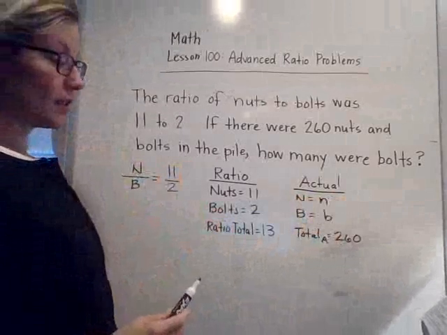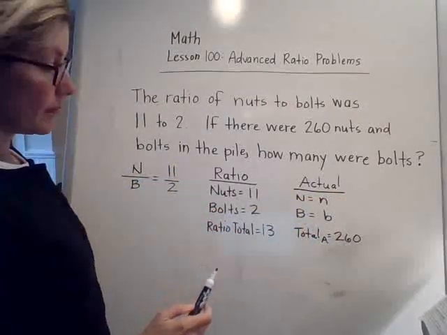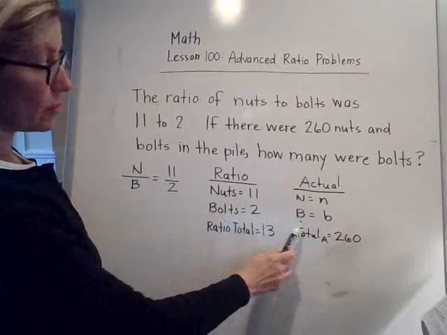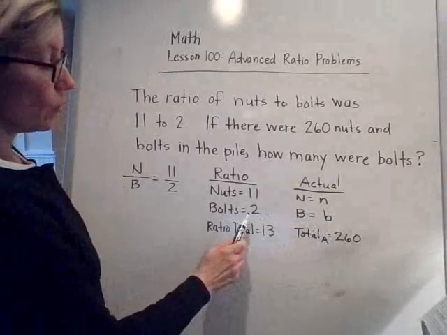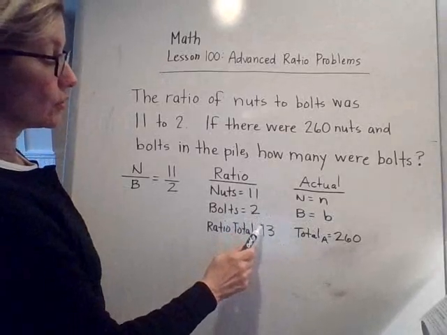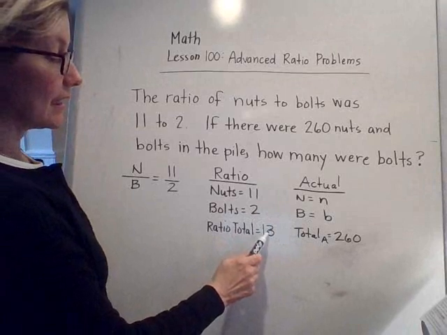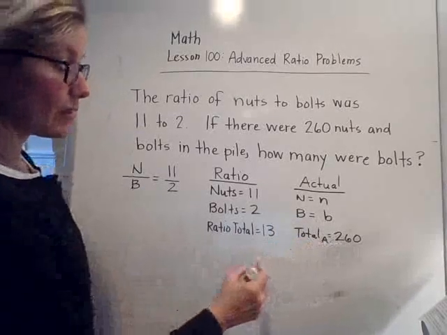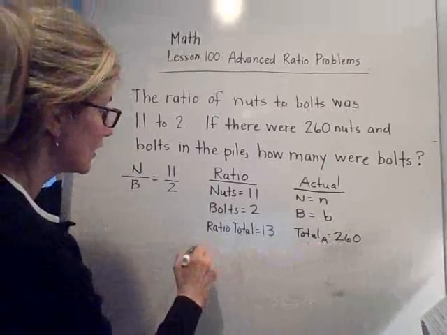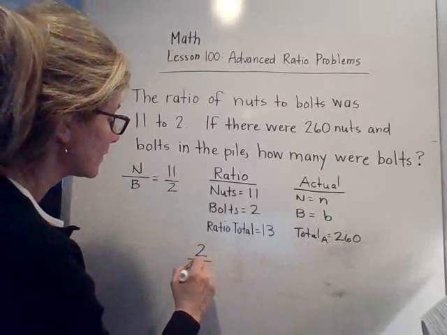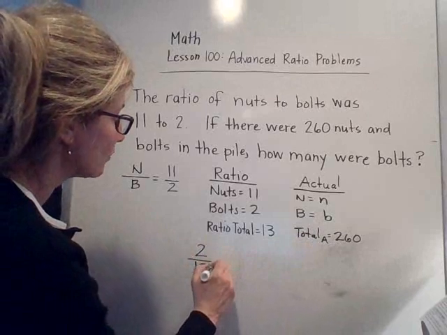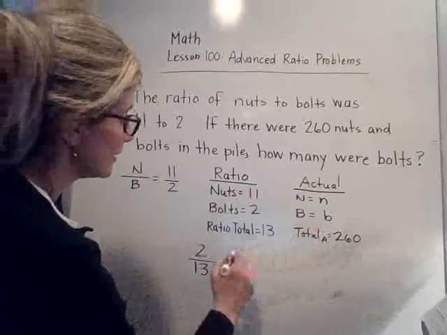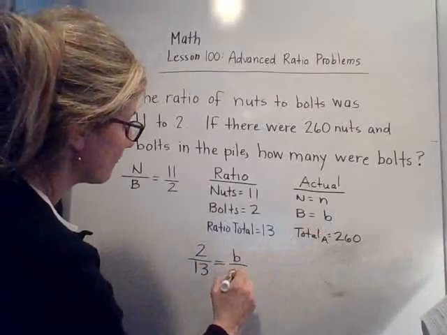Okay, so if we're going to compare here, and we're trying to figure out bolts, we could say 2 to 13 is as B to 260. So we'll make a ratio over here. So 2 to 13 equals B to 260.